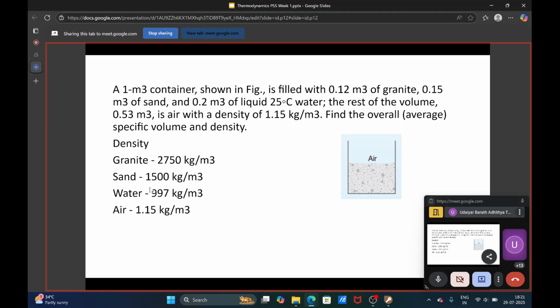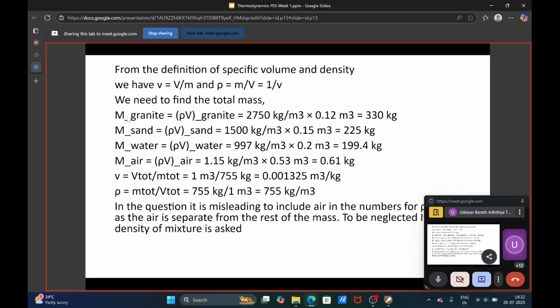The density of each of the components is given: granite, sand, water, and air. So how will you find the overall? The simplest is to find the total mass, and since you know the volume, you can find the specific volume or density. We'll first find the mass of granite. Specific volume is volume by mass, and density is mass by volume. Mass of granite is the density of granite times the volume of granite, which is given. Similarly for sand, water, and air.